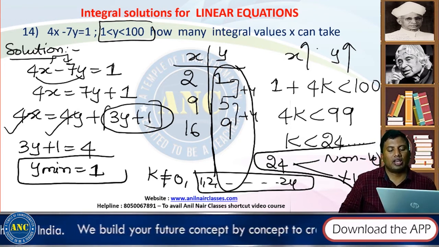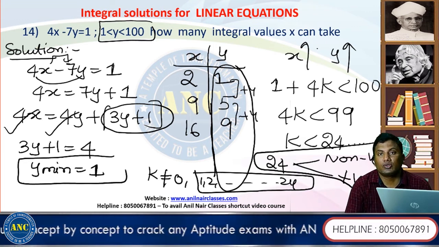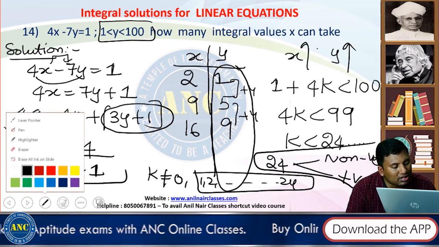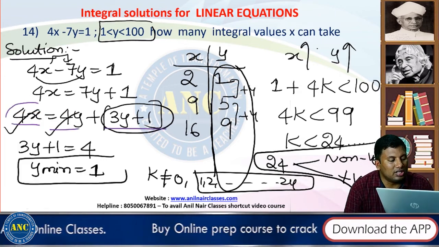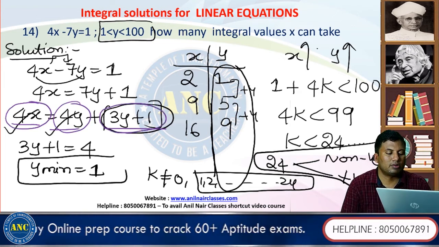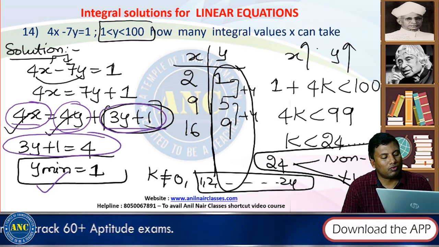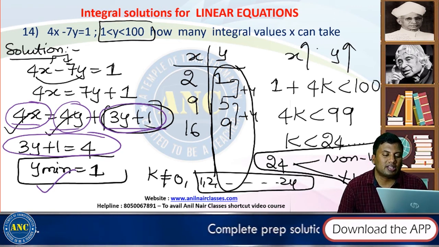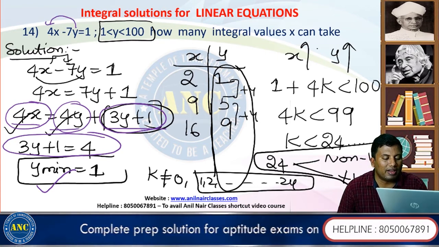Please observe this question carefully. 4x minus 7y is 1. 4x equivalent to 7y plus 1. 4x is 4y plus 3y plus 1. This is divisible by 4. This should be divisible by 4. 3y plus 1 should be divisible by 4. So y minimum it is 1. If I substitute y minimum 1, 4x is 8, x is 2. It is 2, 1. Y increases by 4. 1, 5, 9 and everything.